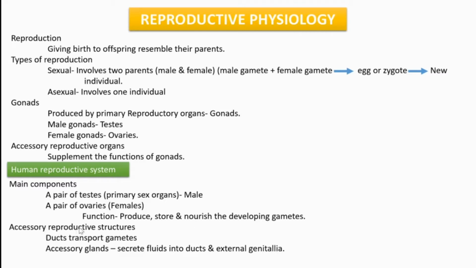Okay, then accessory reproductive structures. What is the role of the accessory reproductive structures? They include some ducts for transporting these gametes, and some accessory glands are present. These glands are responsible for the secretion of fluids into these ducts for the easy transport of sperms. Also these accessory glands help in secreting fluids to the external genitalia. All these are the functions of the accessory reproductive structures.